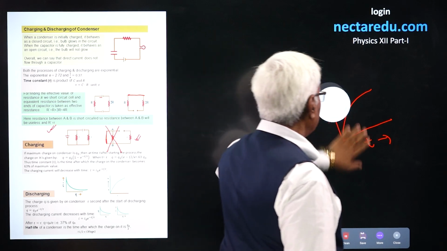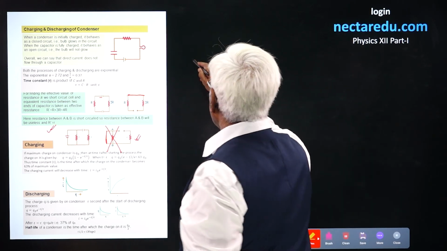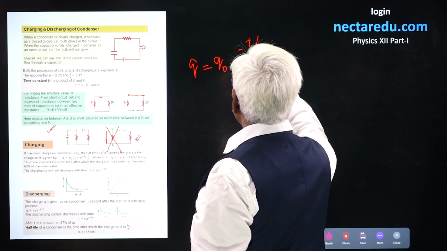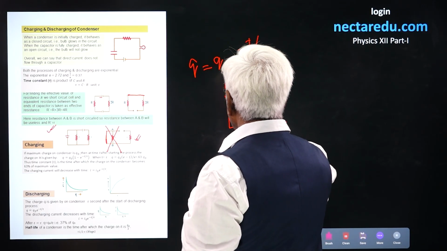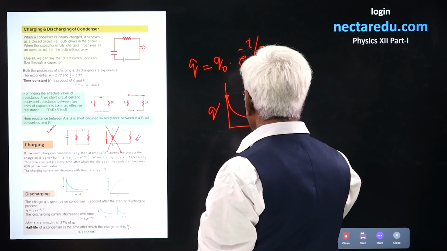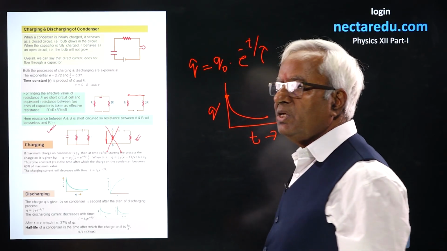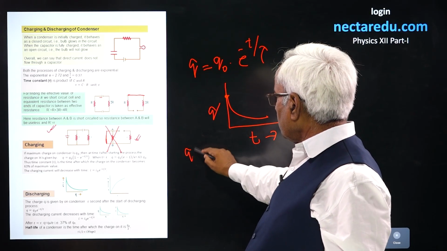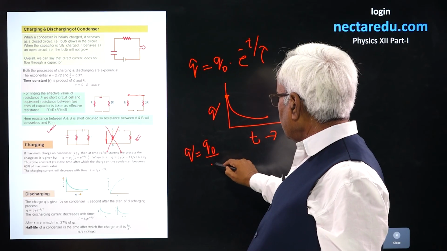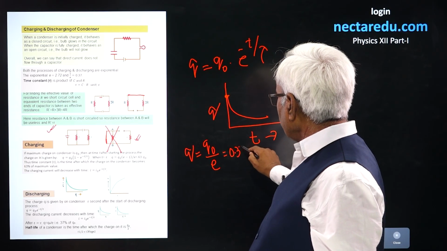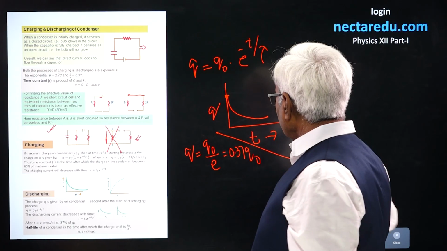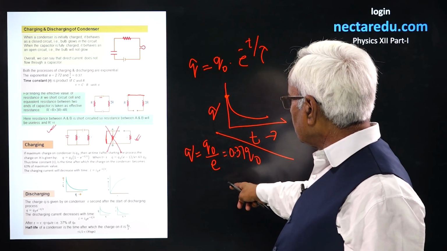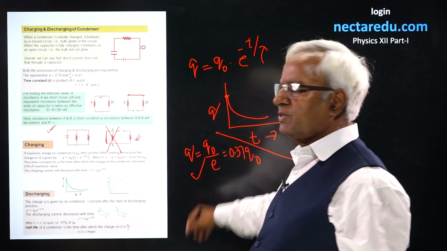Discharging is also exponential and is given by the relation Q equal to Q naught e to the power minus t upon tau. The graph would be given this way. This is Q and t. You see, if you put here t equal to tau, you'll find Q equal to Q naught upon e. That becomes 0.37 Q naught, 37% of the maximum charge. After one time constant, during the discharging process, the charge is going to be this much.